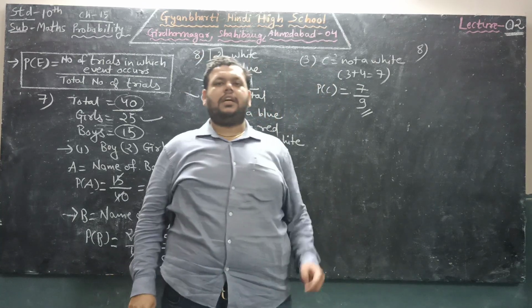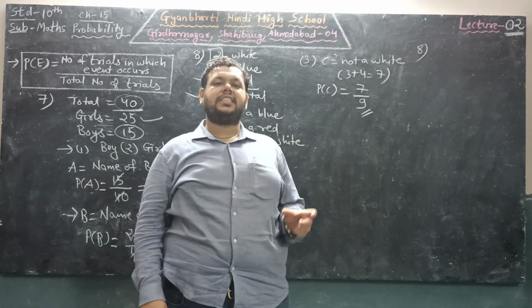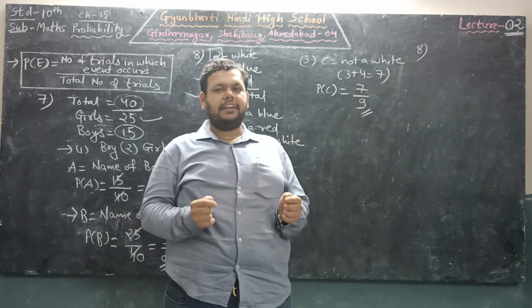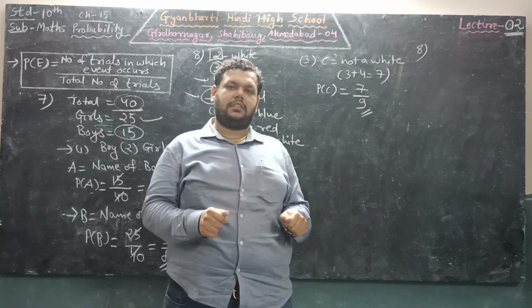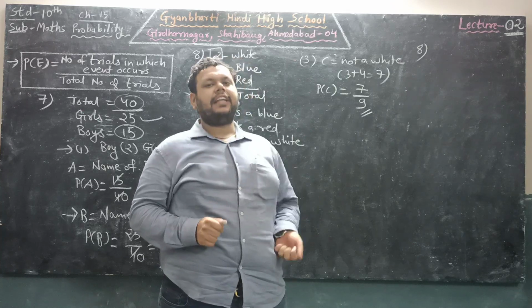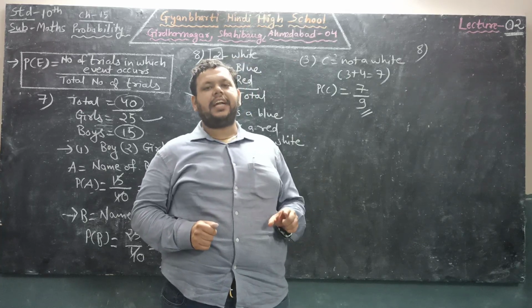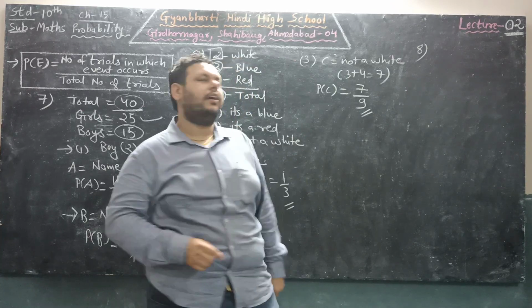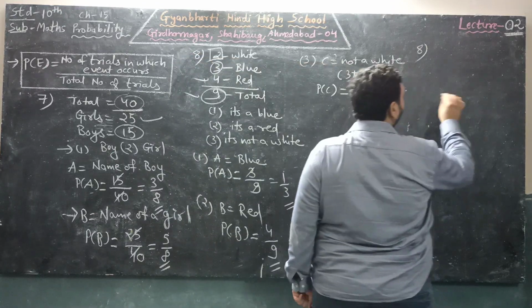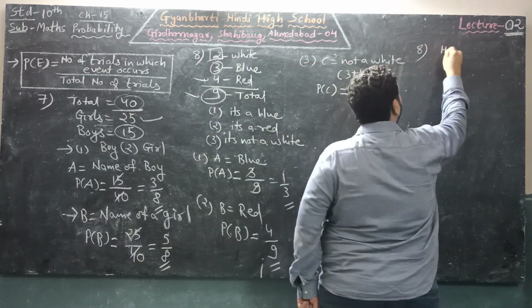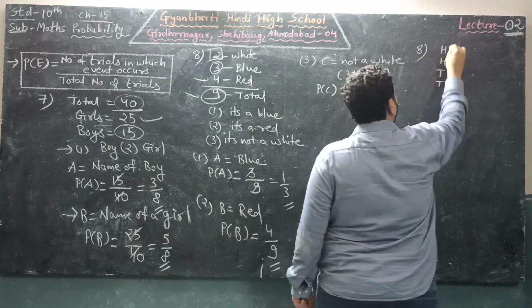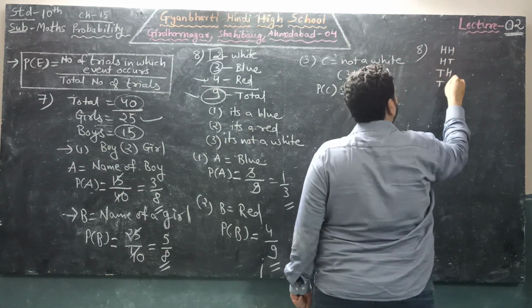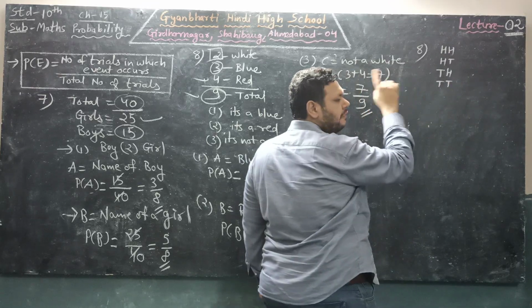Next question. Harpreet is tossing 2 different coins simultaneously. That is, she has 2 coins and is tossing them at once together. Find the probability that she gets at least 1 head. If she is tossing 2 coins, the total outcomes will be HH, TT, HT and TH. This is a shortcut. Now we understand it.